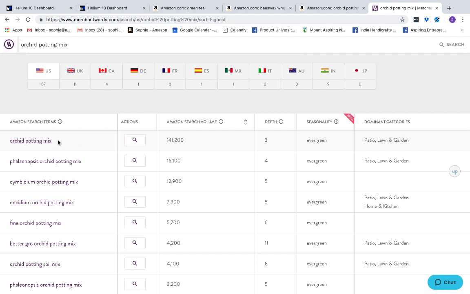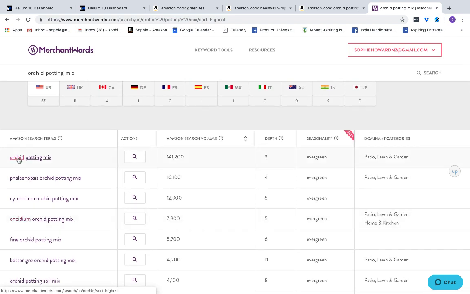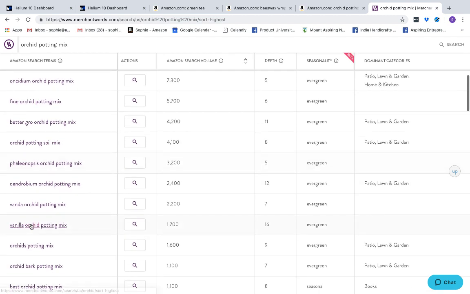But the thing I find really useful is that when I type in my top level keyword, Orchid Potting Mix, this tool generates all sorts of other data that I didn't even know existed. I didn't know that people would search for fine orchid potting mix or these different types of orchid. They obviously have pretty specialty products within this category. I didn't know this because this isn't a world I'm in. Sometimes you see big brand names here like Better Grow. I don't know that brand because it's not an industry I know about. And you can see here the volume tails off pretty quickly.